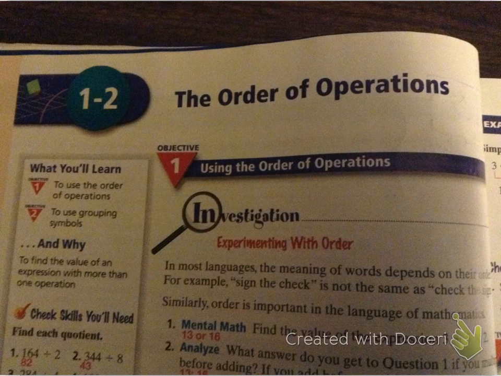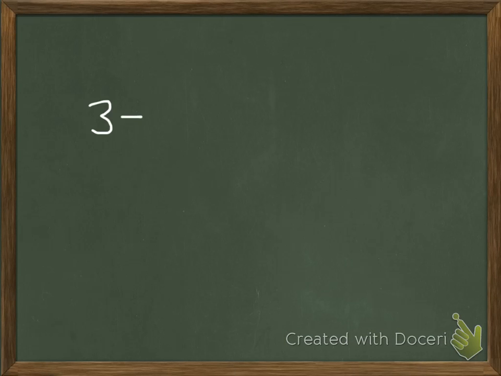However, when we have a more complicated expression, say for instance something like 3 minus 1 plus 2 divided by 2 times 7. An expression like this has 4 different operations. In fact, all 4 of our standard operations are represented in this problem.